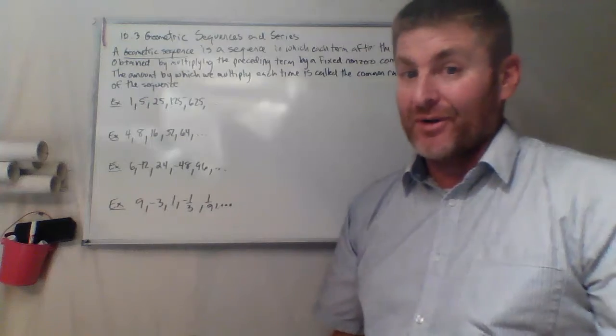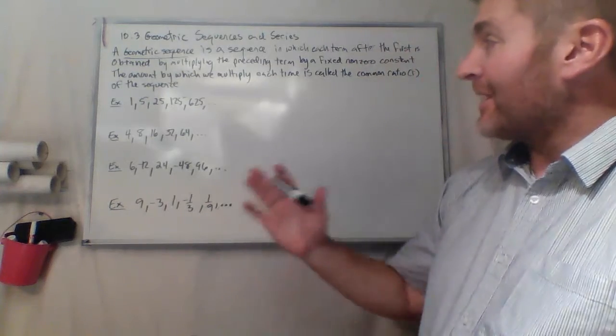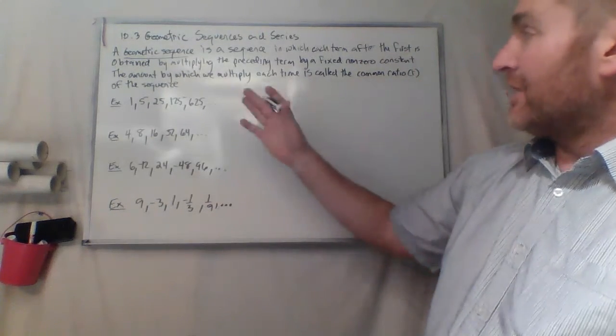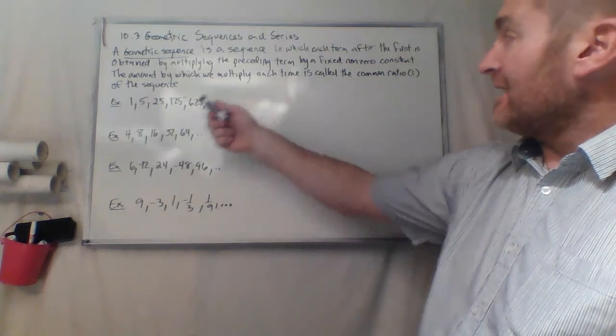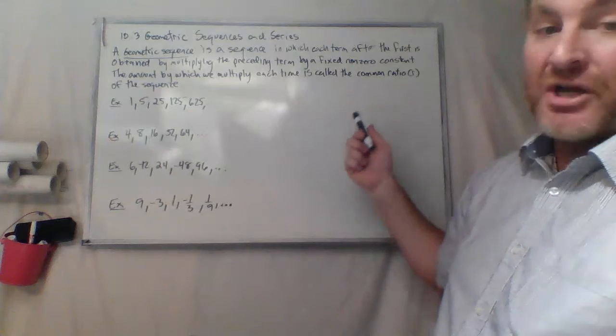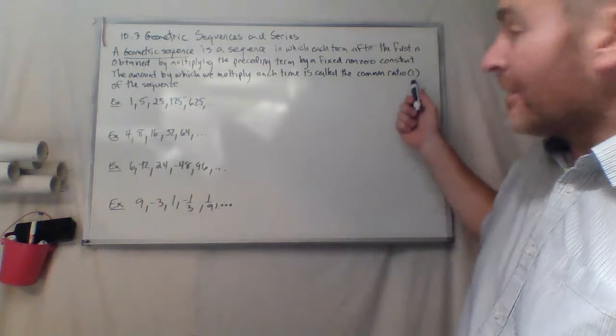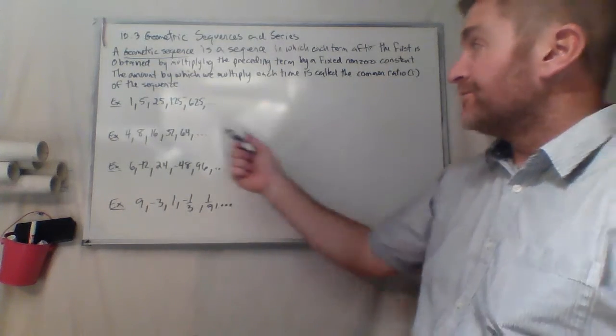So it can't be zero. All right, but if I multiply it by anything else, it will be a geometric sequence. So the amount by which we multiply each time is called the common ratio. Now the common ratio is going to be represented by a lowercase r of the sequence.